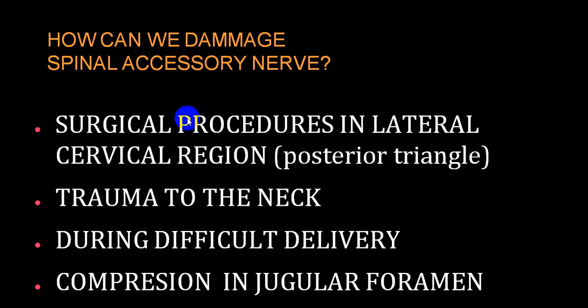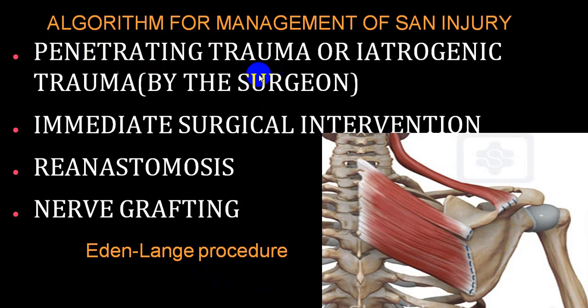Particularly during surgical procedures in posterior triangle, you can have a spinal accessory nerve damage, producing palsy of spinal parts. During difficult delivery, particularly forceps delivery, and compression at the jugular foramen, we have already mentioned, that is jugular thrombosis, internal jugular thrombosis, or due to tumors. Occasionally penetrating injury, surgical intervention, you can go for reanastomosis or you can go for nerve grafting.